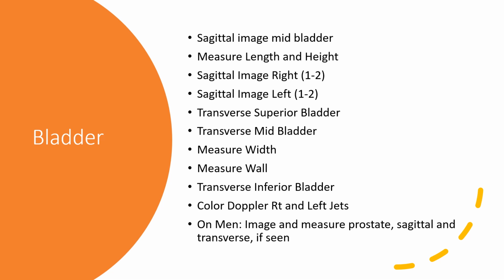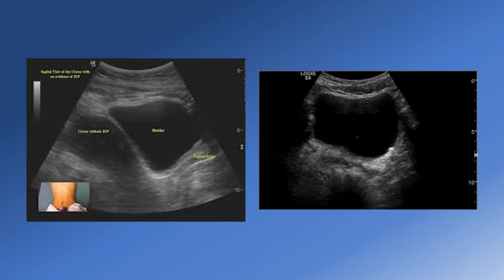If you're imaging a man, you're also going to want to image and measure the prostate in sagittal and transverse. So here we go, we're looking at the bladder. Now, one thing I will say about the bladder, it's always lower than you think it's going to be. One of the landmarks that you want to use is that pubic symphysis. You want to be just immediately superior to the pubic symphysis.